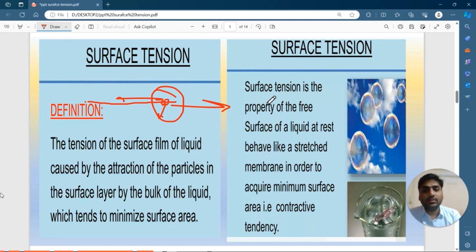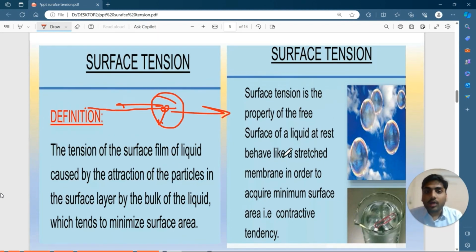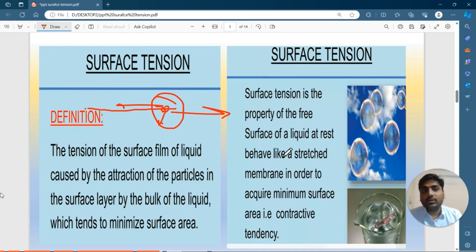The same is written here in another way. Surface tension is the property of the free surface of a liquid at rest to behave like a stretched membrane. It is behaving as if a rubber band is being stretched from both the sides. Now, this is the normal theoretical definition. We need to quantify it, have some equation.